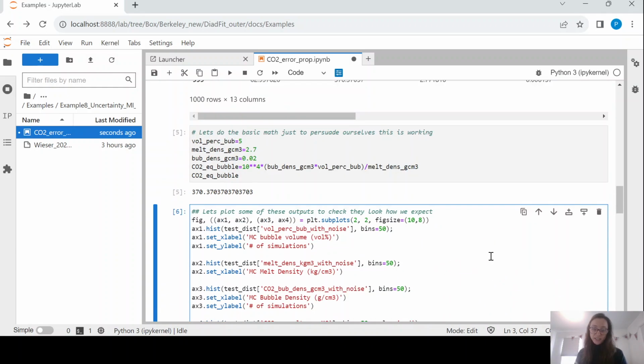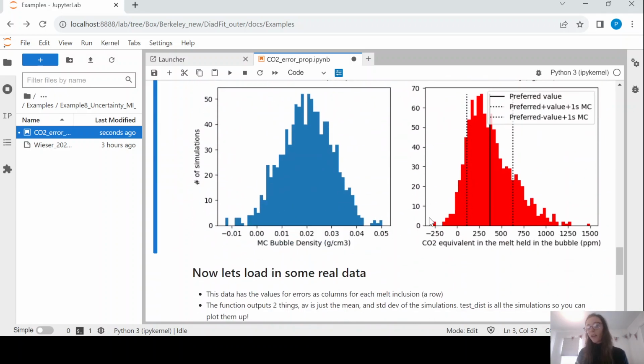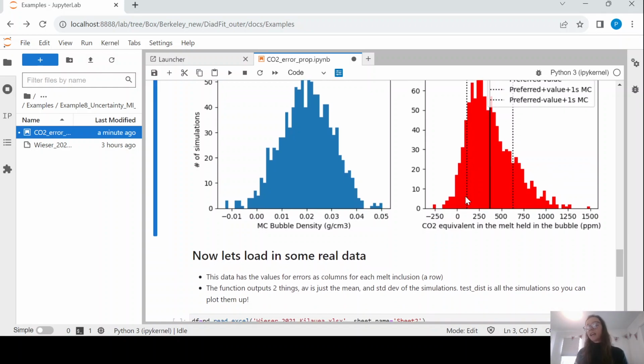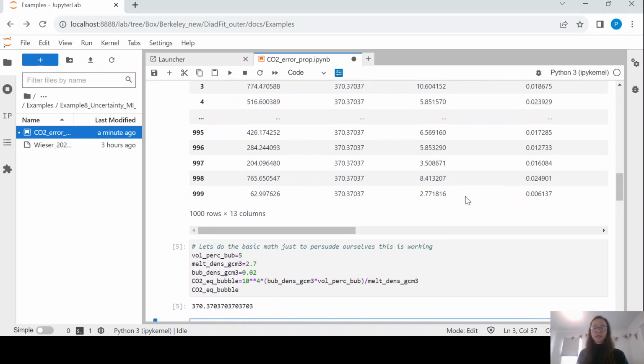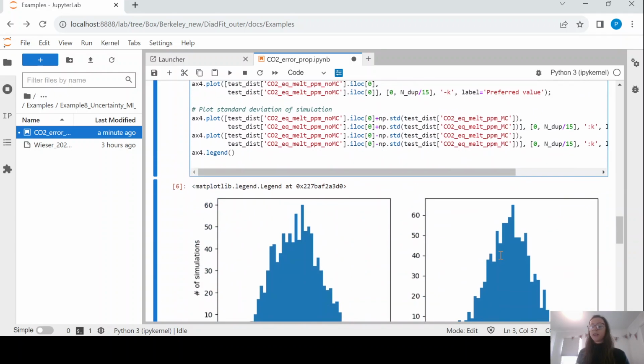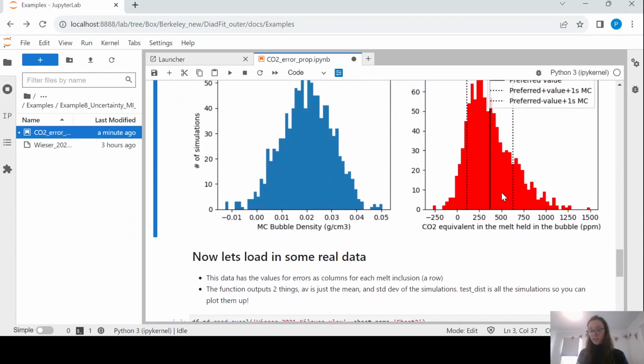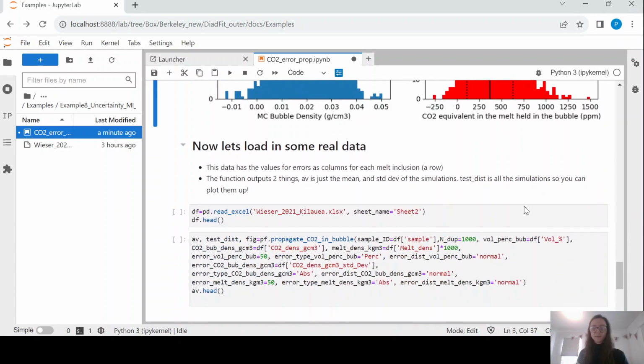that's 370 ppm. And then you can calculate a standard deviation, and that is basically the error that we're going to be using. So we're not going to be using the mean of the distribution necessarily, because this can depend on your n. What we're going to do is we're going to take the preferred value for the CO2 using the values that you gave it, so that's that 370 value, and then we're going to use the standard deviation, so the distance between these dashed lines.